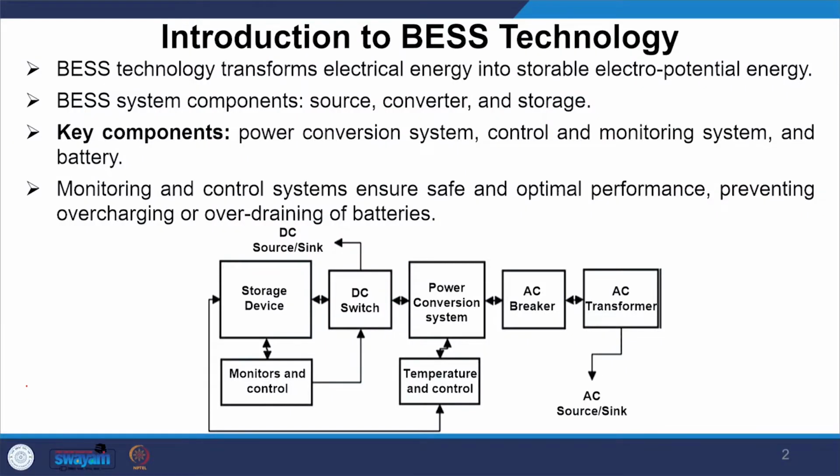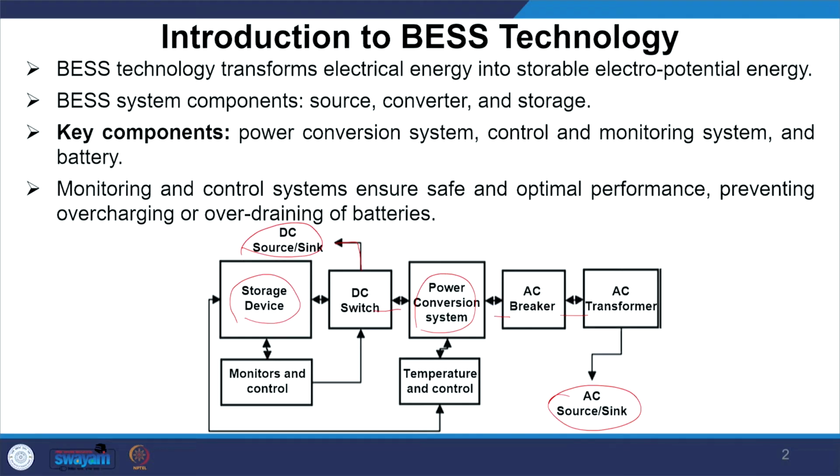Now, when you concentrate on BESS technology, how is it going to work? First of all, this is my storage device. As you all know, storage devices are DC, and then we have a power conversion system through a DC switch, then there is an AC breaker and an AC transformer, and then it can be connected to my AC source or sink. If you would like some DC load to be catered through your storage, you can take a terminal to cater your DC source or DC sink.